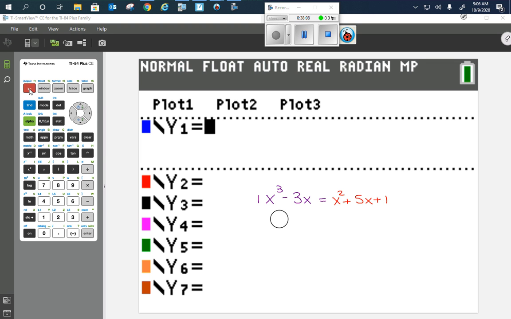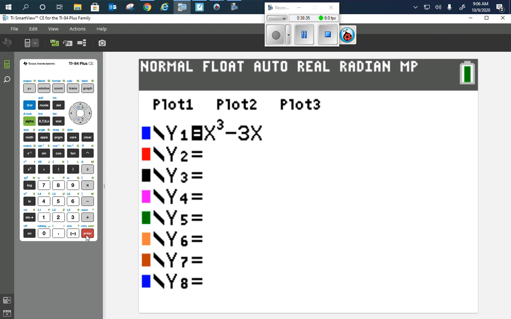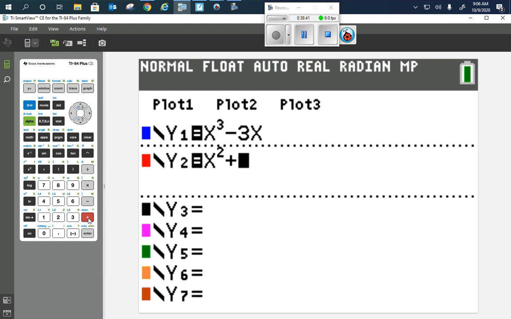Let's make the calculator draw the cubic, and let's make the calculator draw our quadratic. So how are we going to do that? We're going to put one of them in y1 and one of them in y2, and have two different functions on the same set of axes. All right, so the left was x cubed, so x to the third. Remember to bring down that cursor, minus 3x. Push enter. All right, the right side, the quadratic, x squared plus 5x plus 1.